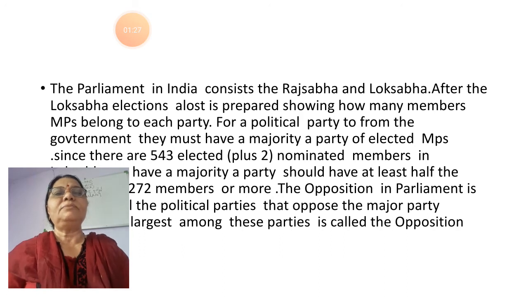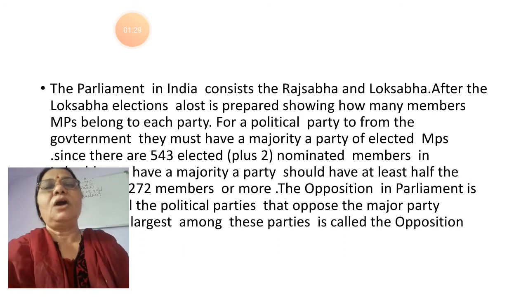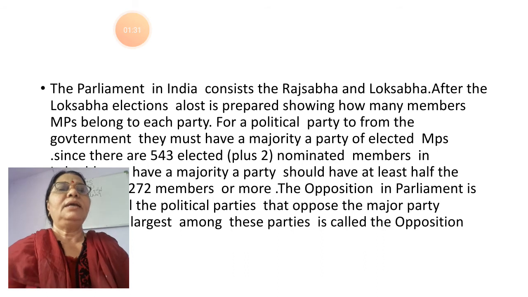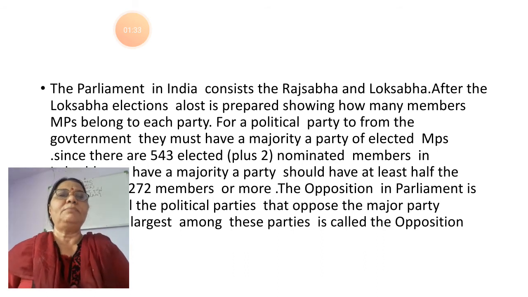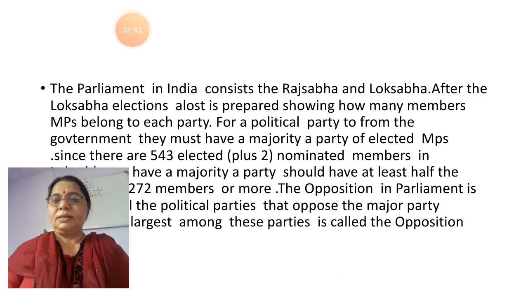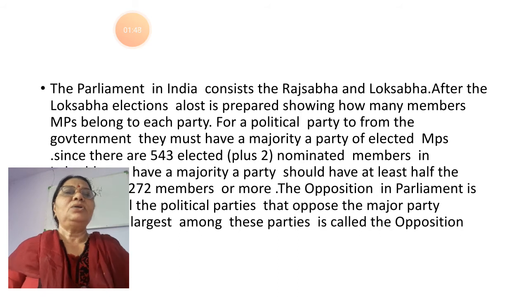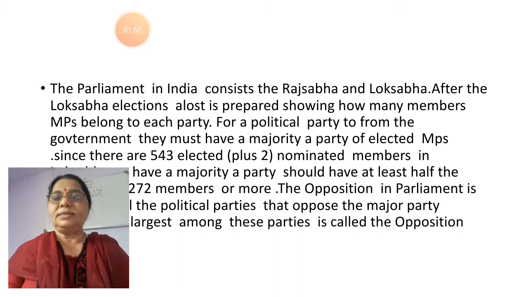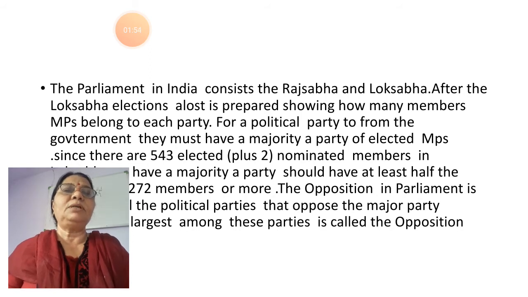Now see, in the first part I have shown how many members are there in the Lok Sabha and how many members are there in the Rajya Sabha. Now, 543 elected plus 2 nominated members. In Lok Sabha, to have a majority, a party should have at least half of the parliament's members. Means 272 members or more.